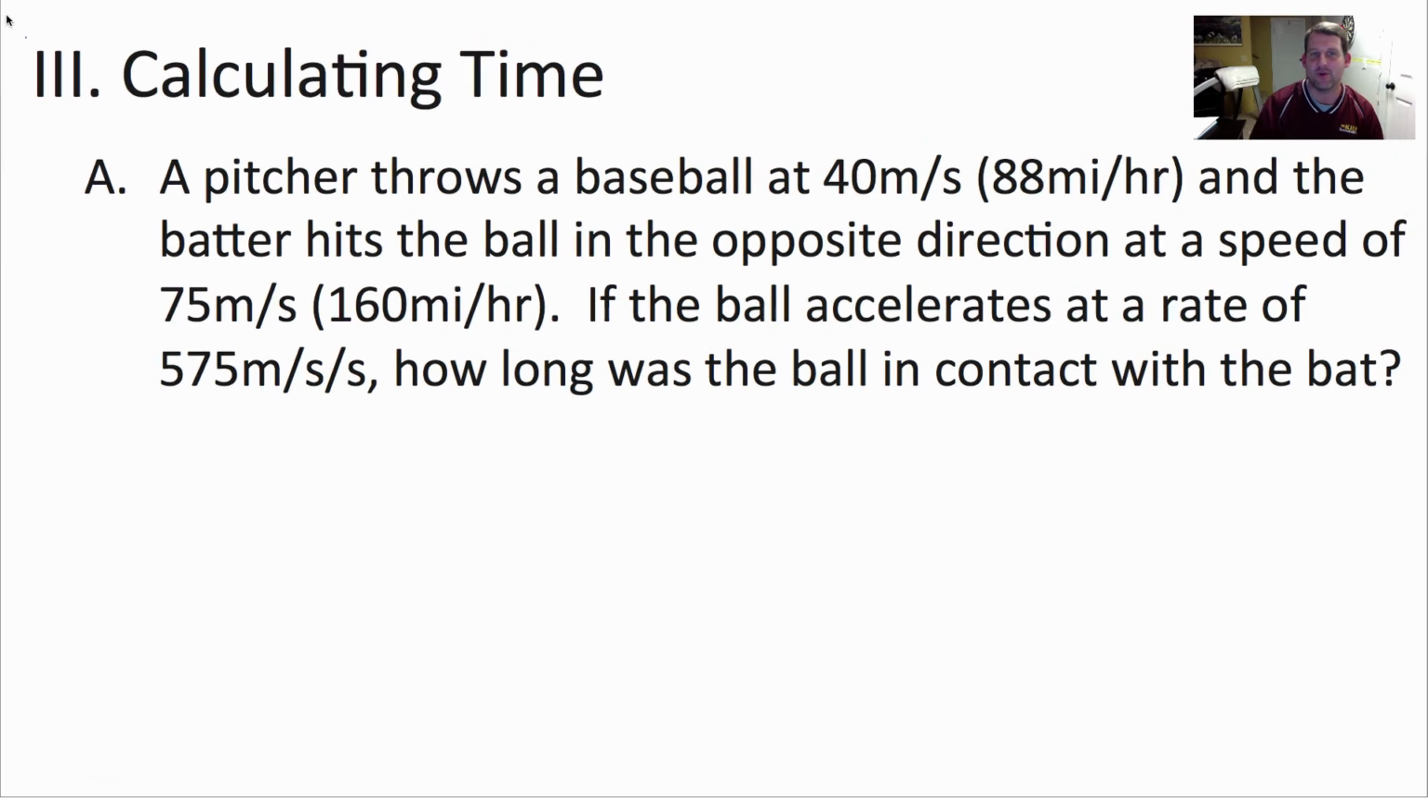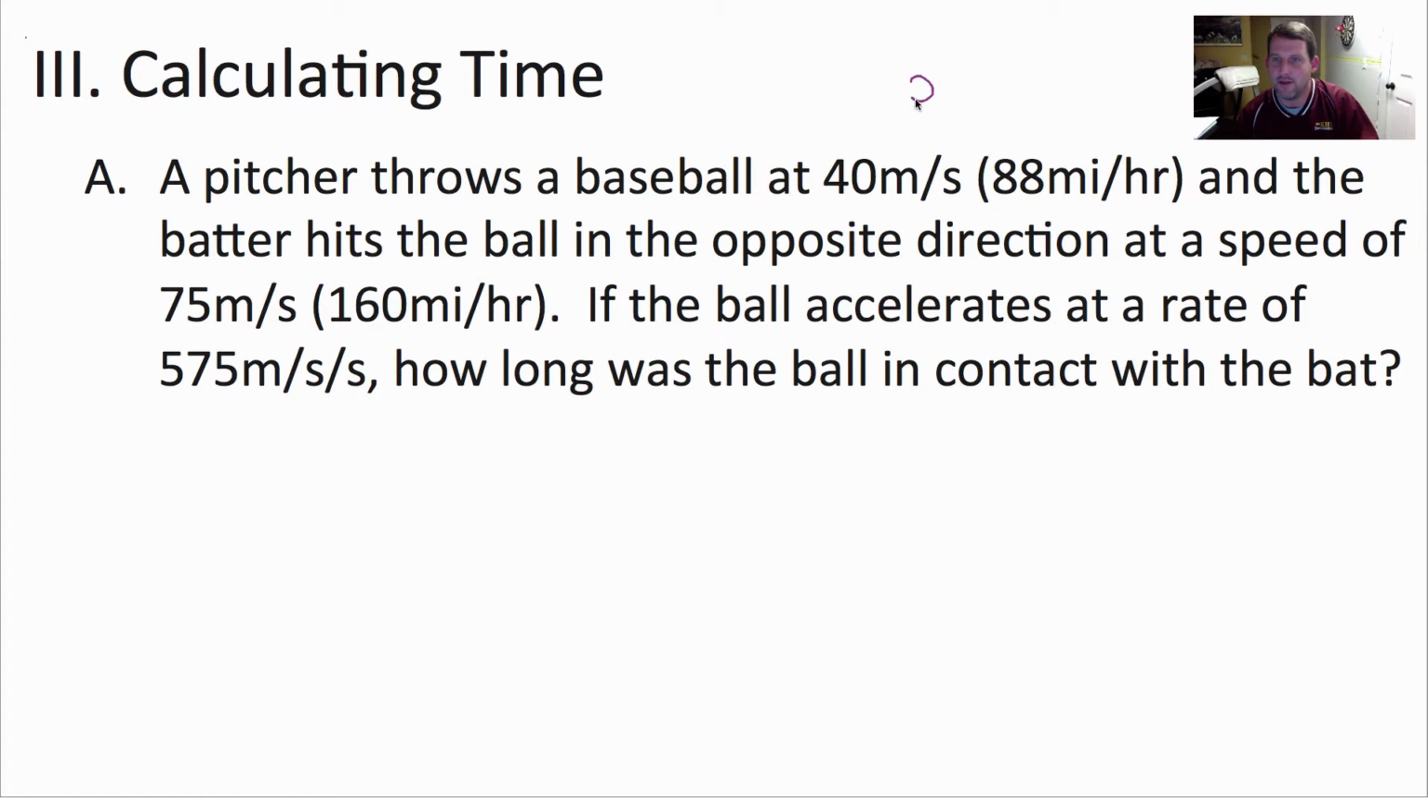So in this final slide, we're looking at calculating time. The scenario we have for this one is a baseball that's being thrown at 40 meters per second at a batter, and the batter hits the ball in the opposite direction at 75 meters per second. During the contact, the baseball accelerates at 575 meters per second every second. So the question is, how long is the baseball in contact with the bat? Now there's a few things we have to do right off the bat. First of all, we need to define forward and backwards.